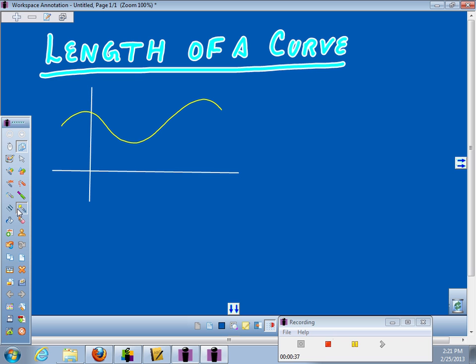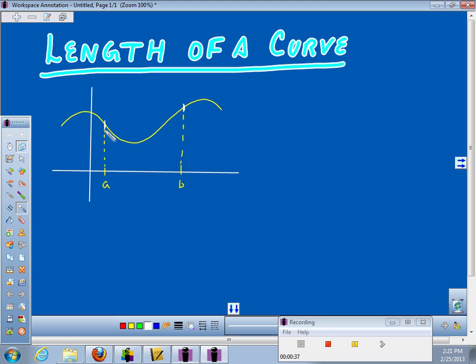Okay, well, I'm actually going to pick out a point A and a point B here. So I am looking for how long the curve is between point A and point B. That's what I'm after.